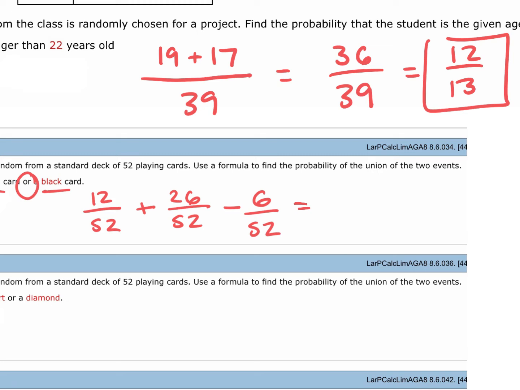So then we add all these together. So it would be 32 over 52, which simplifies to 8 over 13.